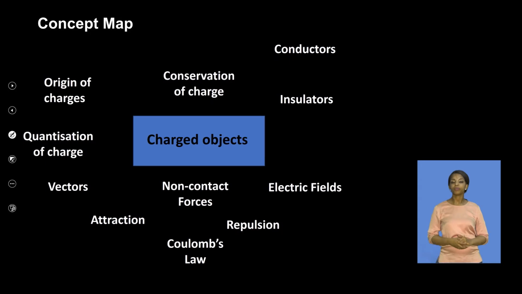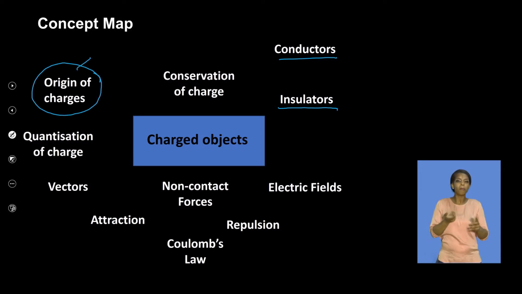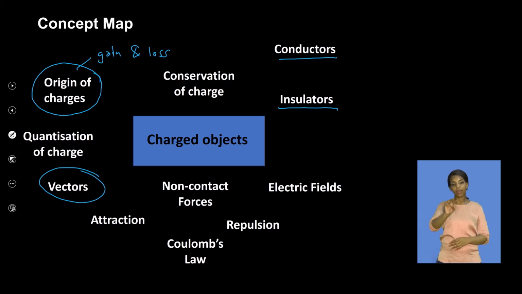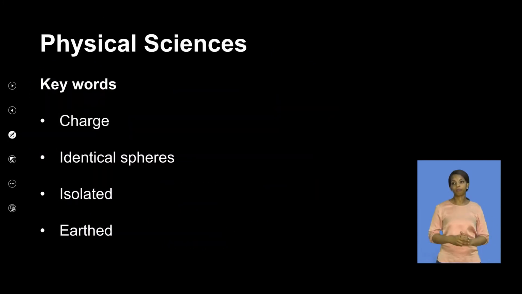Right. And then as far as the big idea, we've managed to look at conductors as materials that allow charge to move through them, while insulators exclude it. We've also managed to talk about the origin of charge in terms of gain or loss of electrons. It can be one of the two, okay? It's not both at the same time, okay? We've also managed to look at the vectors in terms of the forces that exist between any point charges in space, right? So having said that, we also managed to look at the very important keywords.